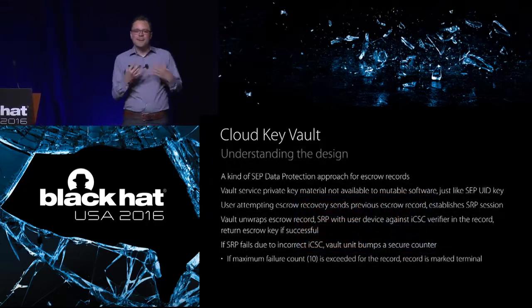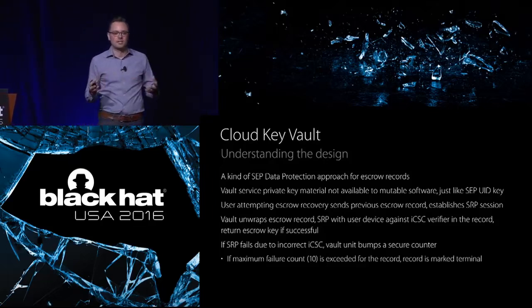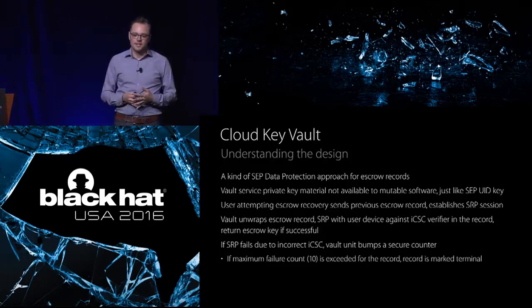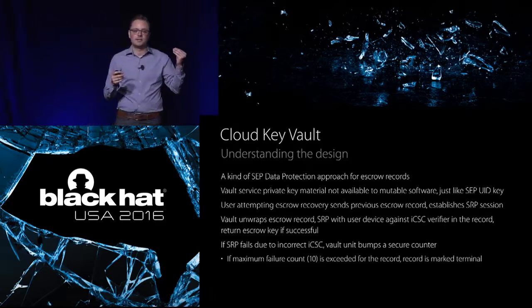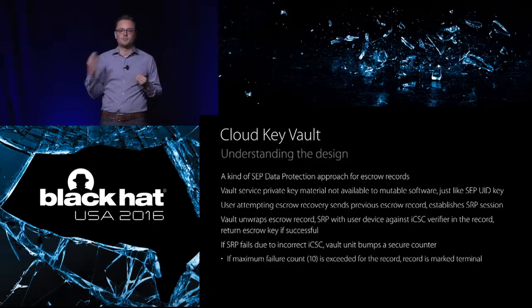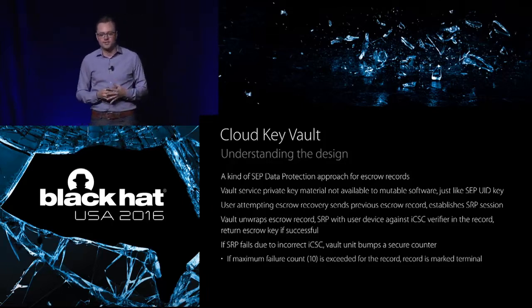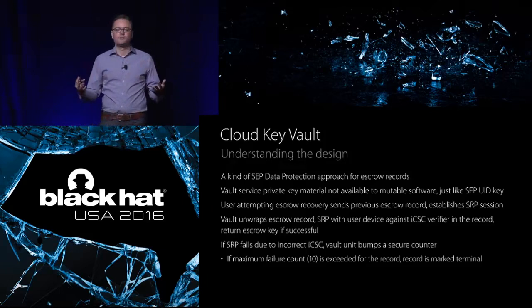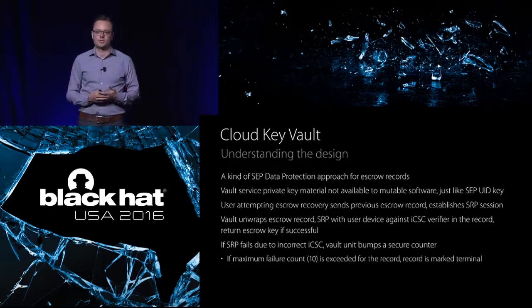Where does this get us? Well, we've effectively built a kind of data protection, but for escrow records. The private key for the vault service is simply not available to any mutable software, just like our UID key in the SEP. And effectively, when a user wants to do an escrow recovery, they retrieve their escrow record from the Apple Cloud. They establish a session to Cloud Key Vault for SRP. And the vault will unwrap the record, find the SRP verifier for the iCloud security code. So long as the user can present the right iCloud security code, the Cloud Key Vault will return that strong, randomly generated escrow key, which protects all of the rest of their secrets. And if SRP fails, the vault unit bumps a secure counter, where if a maximum failure count from the record is reached, the record is marked terminal, and the Cloud Key Vault will refuse to process any further attempts with that record.